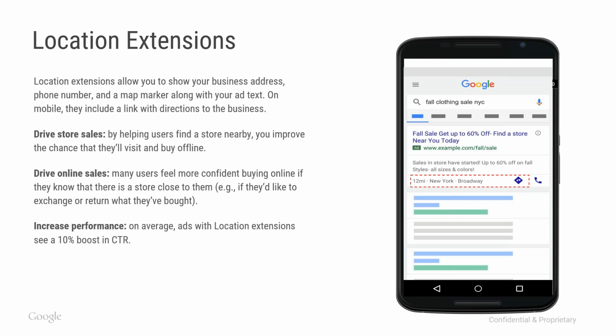And location extension is not available for everyone. You need to have another account called Google My Business. Just imagine an Excel file which has all the information about your business, your address, phone number, opening hours. All of this will be housed in your Google My Business account. And when you link your Google My Business account to your AdWords account, that's when these location details start showing up along with the ads. And we have seen that the click-through rate of an ad with location extensions increases by about 10%.